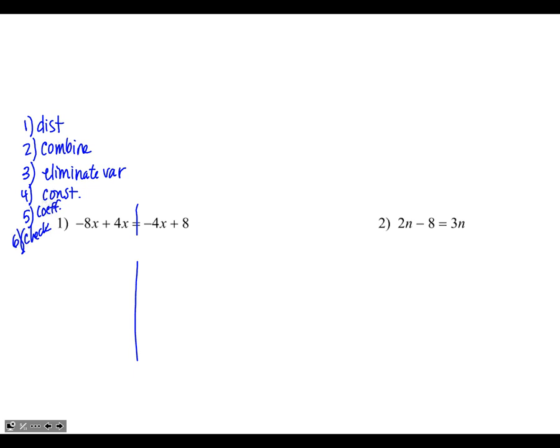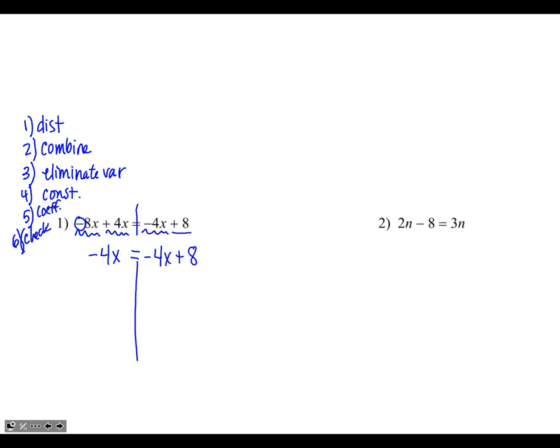Looks like I've got a minus 4x and a plus 4x. So, well, in here I need to simplify. I've got a variable term, variable term, variable term, constant term. So we're going to go ahead and simplify and combine those. Negative 8x plus 4x is negative 4x. Remember that when I'm adding, if the signs are different, which these are, then you find the difference. 8 minus 4 is 4, and keep the sign of the one that had more. The negatives were 8 and the positives were 4. So negative 4x equals negative 4x plus 8.